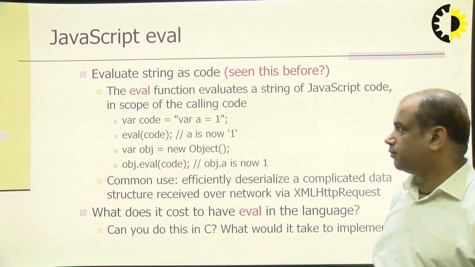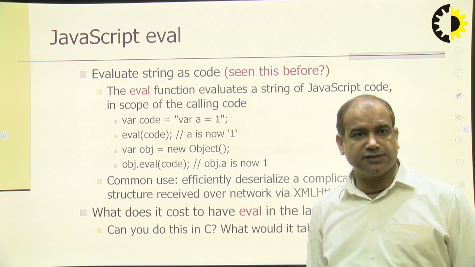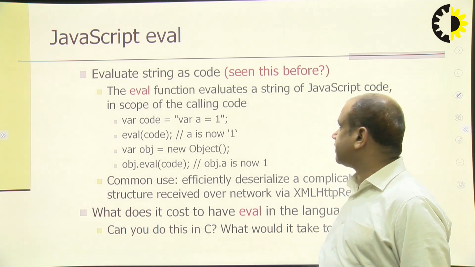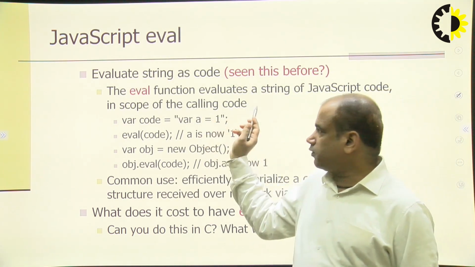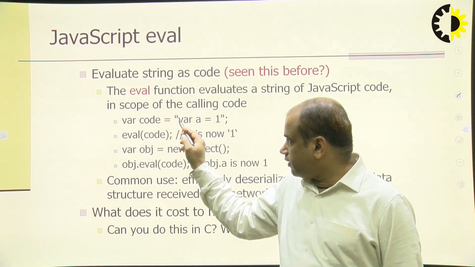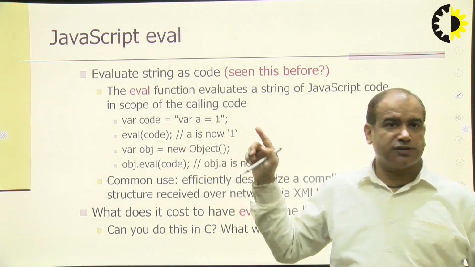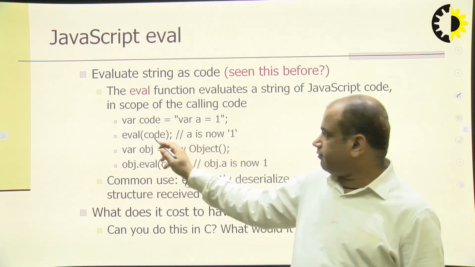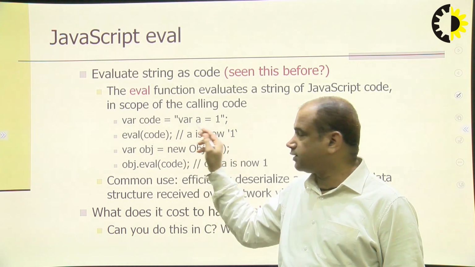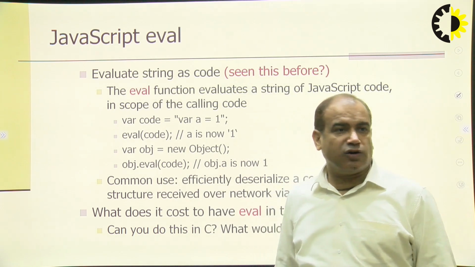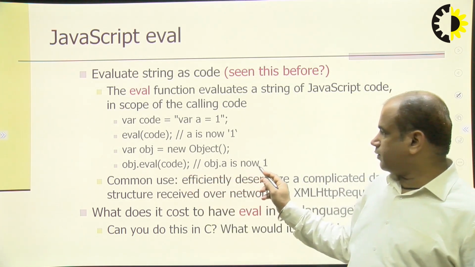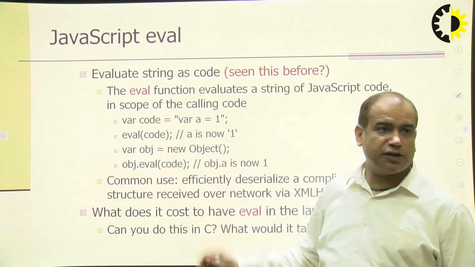Last, JavaScript evaluates strings as code. Maybe you have seen this before or not, but this is a very interesting topic, so I am going to discuss it here. The eval function evaluates a string of JavaScript code in the scope of the calling code. So define var code equal to var, you will see we have defined again var in double quotes and define a equal to 1. If I call eval code, a is now 1. So var object equal to new Object. If I call object.eval code, object.a is now 1, object.a equal to 1.